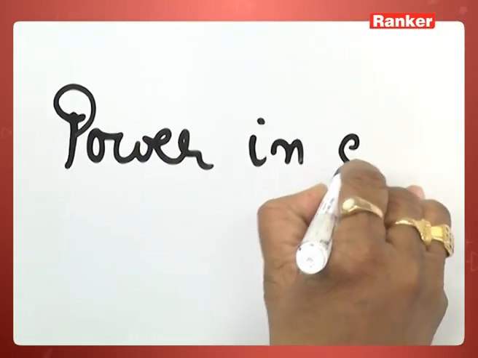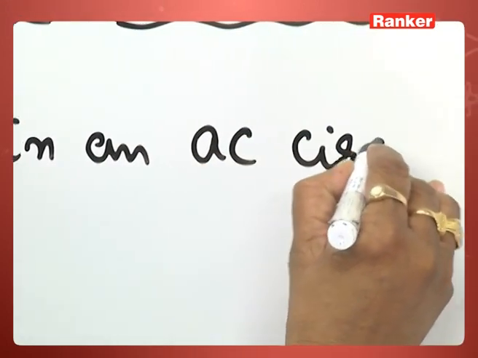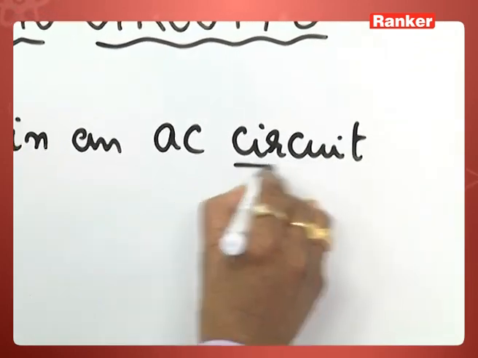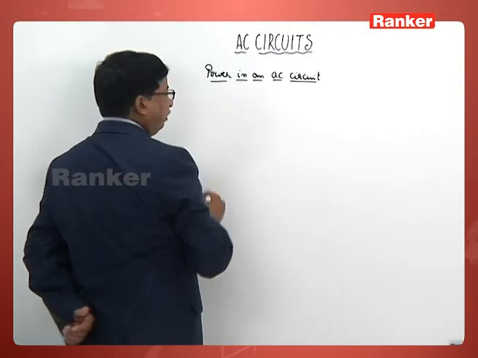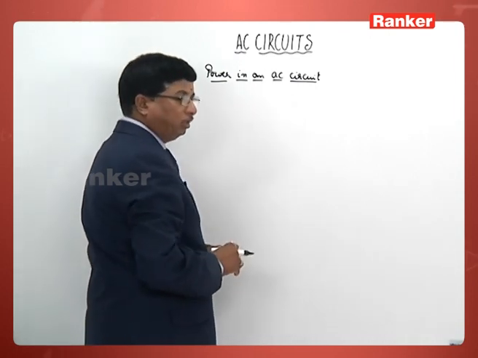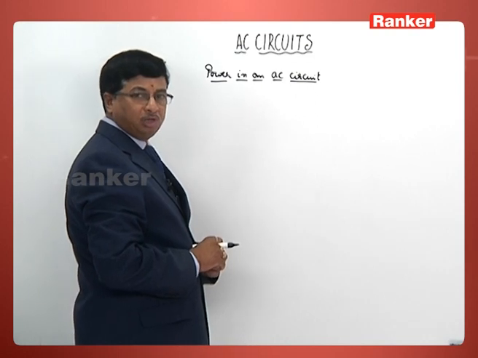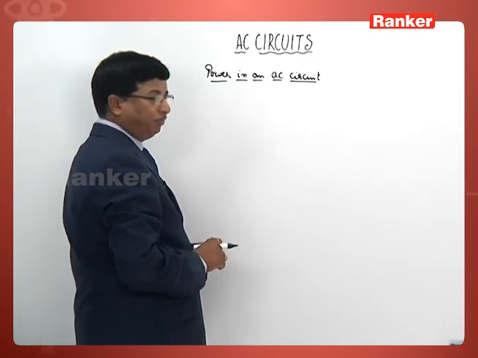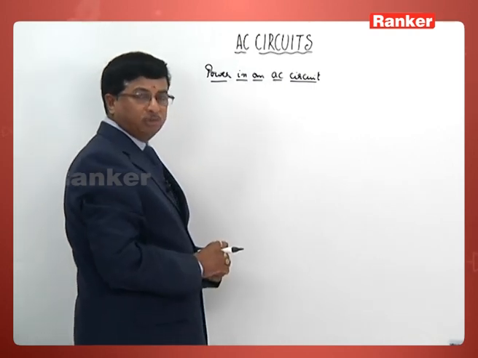Power in an AC circuit. What is the equation for this? Just now I have given you, that is I virtual into E virtual into cos phi. Let us now derive that equation first.